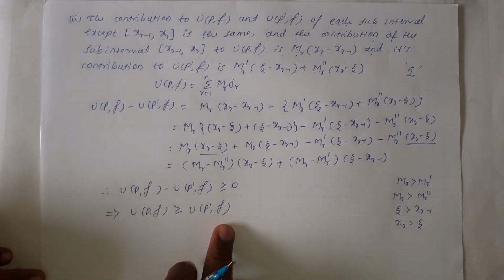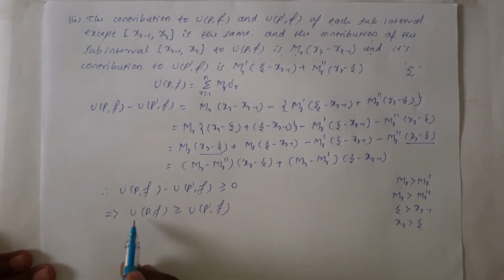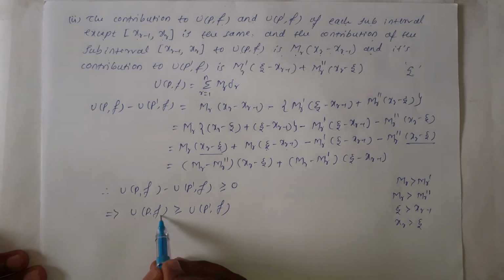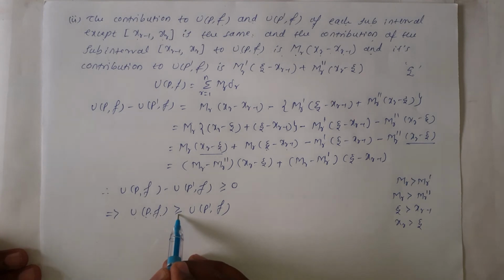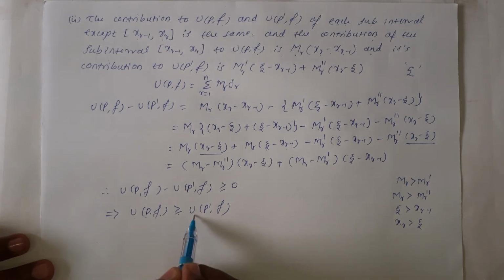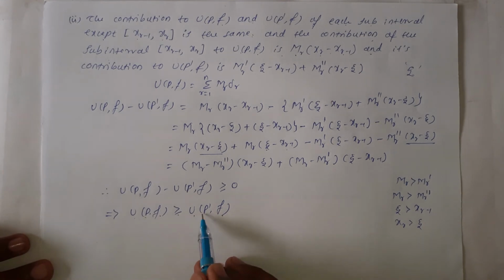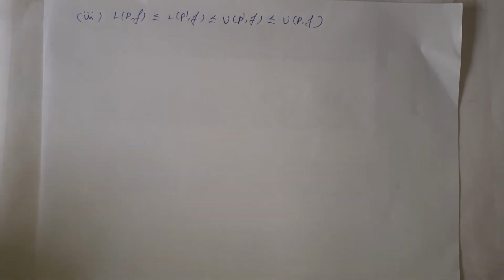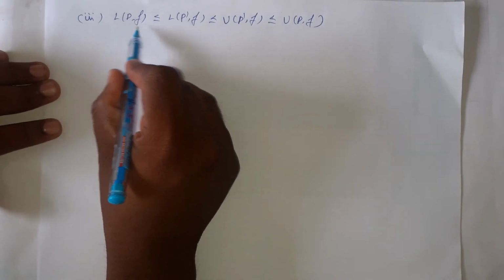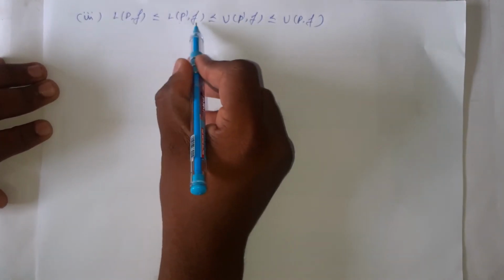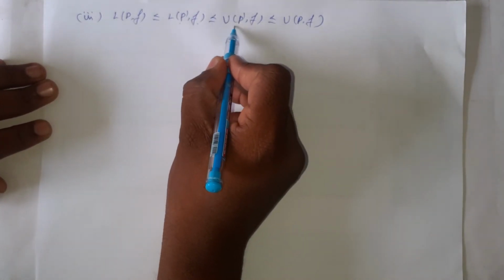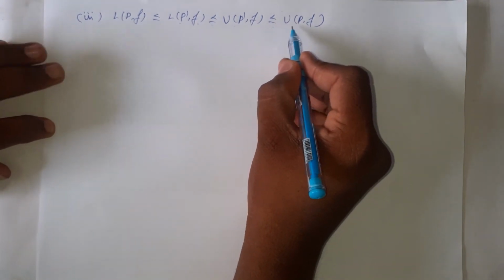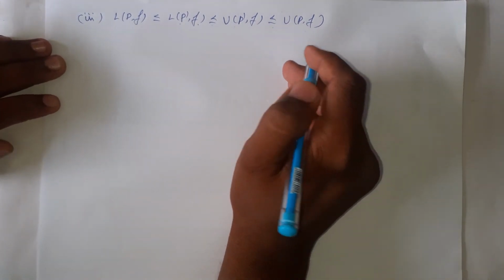So this is the desired result, that is, the upper Riemann sum of the function f in the partition P is greater than or equal to the upper Riemann sum of the function f in the partition P dash. The third result is LPF less than or equal to LP dash F less than or equal to UP dash F less than or equal to UPF.